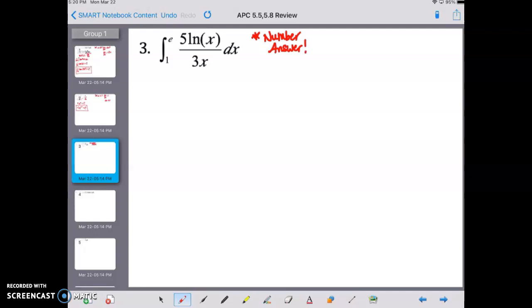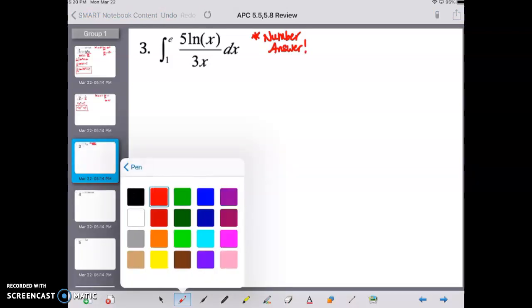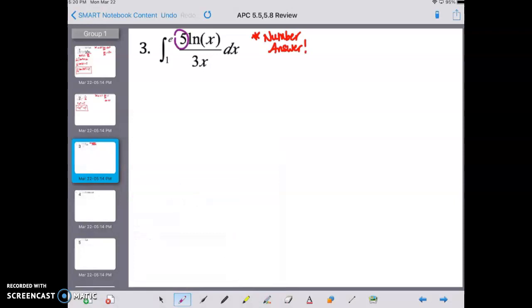Now the first thing that might be confusing or complicating it in your brain is this 5 and this 3. And we know that coefficients can always get moved in front of the integral. So the first thing that I'm going to do is rewrite this as 5/3 times the integral from 1 to e. And then I'm going to separate. I have that x on the bottom, so I'm going to write my ln x, which is in my numerator, times 1 over x dx, because that x is in my denominator.